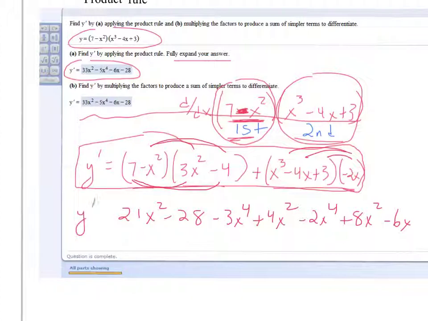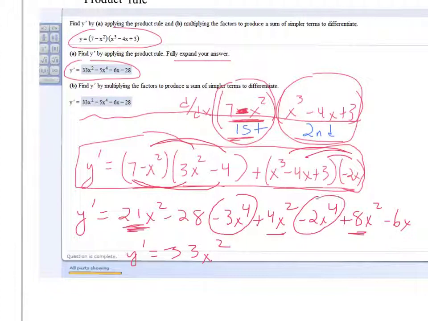When you arrive there, just keep cleaning. So combine the like terms. So 21x squared goes with 4x squared to become 25, and then plus another 8. That's going to lead you to your 33x squared. And now we go ahead and look for more like terms. So negative 3x to the fourth and negative 2x to the fourth go together to become minus 5x to the fourth. And then negative 6 doesn't have anybody to go with. No like term with that. And negative 28 doesn't have anybody to go with.